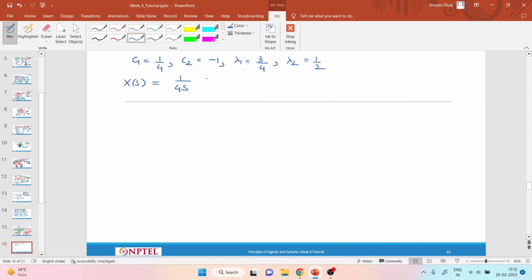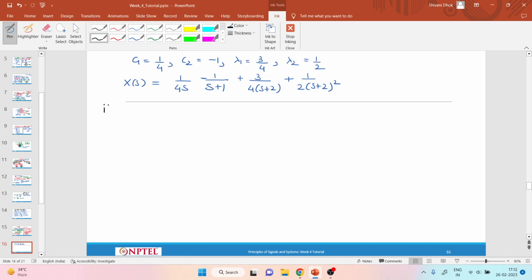plus C2 upon s plus 1, so that is minus 1 upon s plus 1, plus lambda 1 upon s plus 2, so this is equal to 3 by 4 times 1 upon s plus 2, plus 1 by 2 times 1 upon (s plus 2) square. So this is the partial fraction based representation of my Laplace transform. Now we are having three cases.